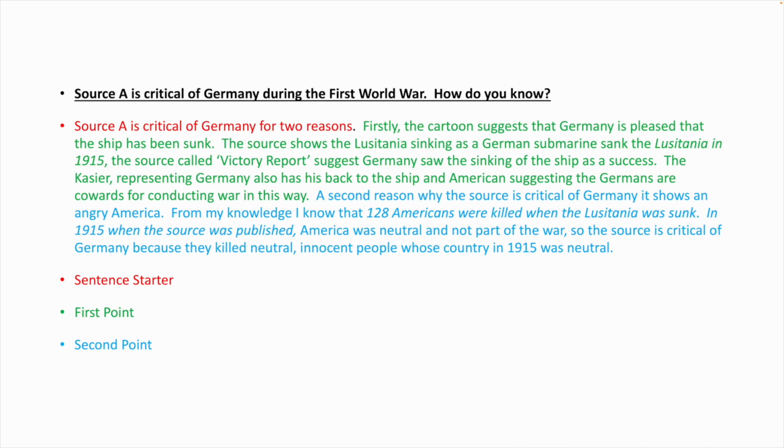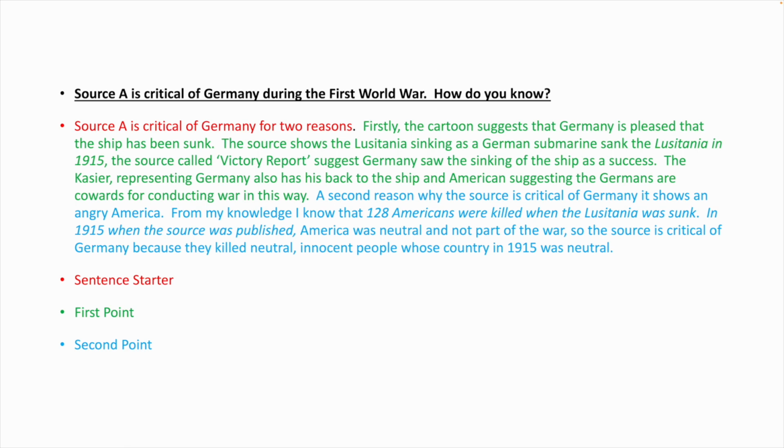The second reason, which I've done in a different colour, so the second point which I think we need to make is that the source is critical of Germany because it shows an angry America. And we should know from our own subject knowledge that 128 Americans were killed when the Lusitania was sunk. In 1915, when the source was published, America was neutral and not part of the war. So the source is critical of Germany because they killed neutral, innocent people whose country in 1915 was neutral.